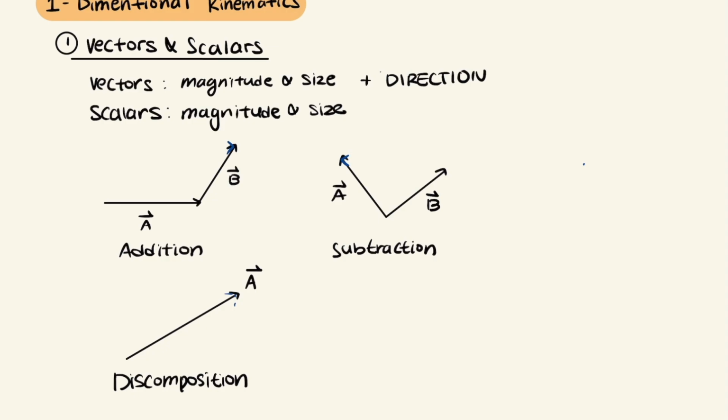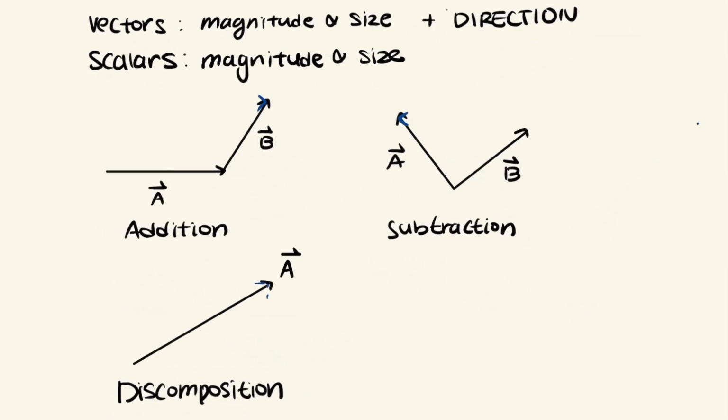Which means that vectors have a positive and a negative direction, while a scalar is like an absolute value that only has a magnitude and a size, or a positive number, because magnitude and size cannot be negative. Vectors can also be added, subtracted, or decomposed.